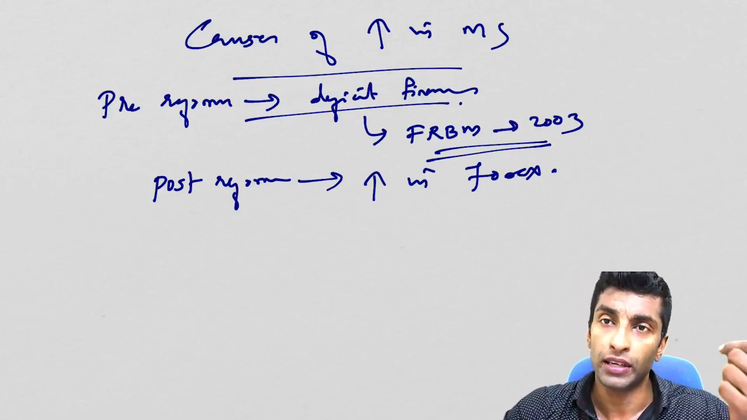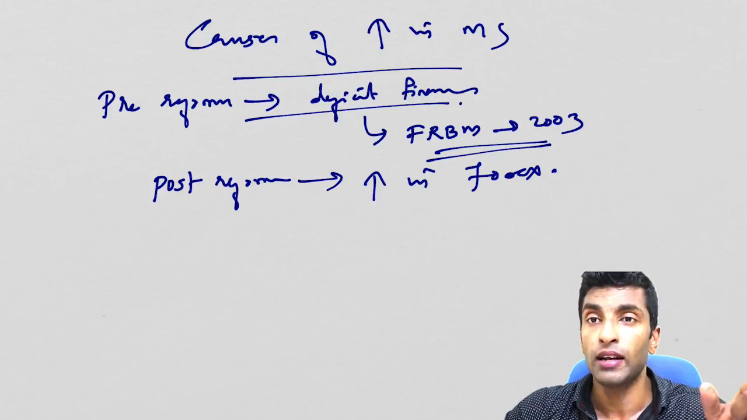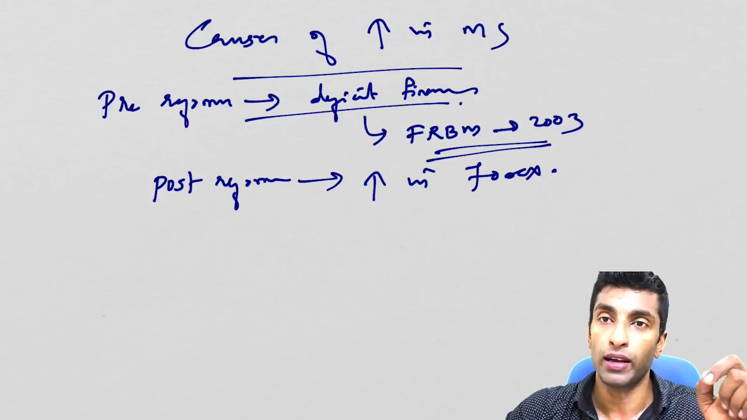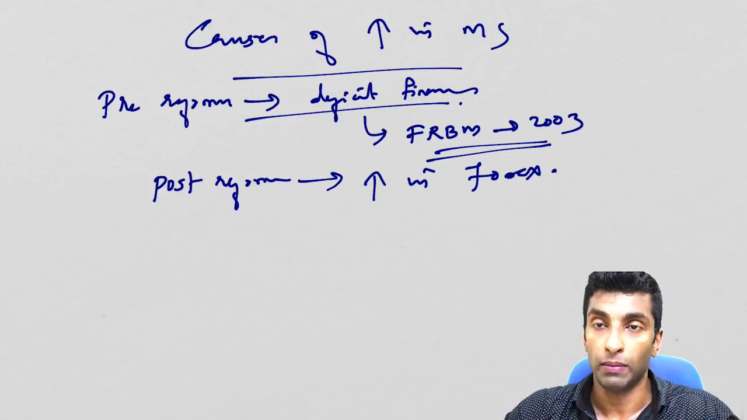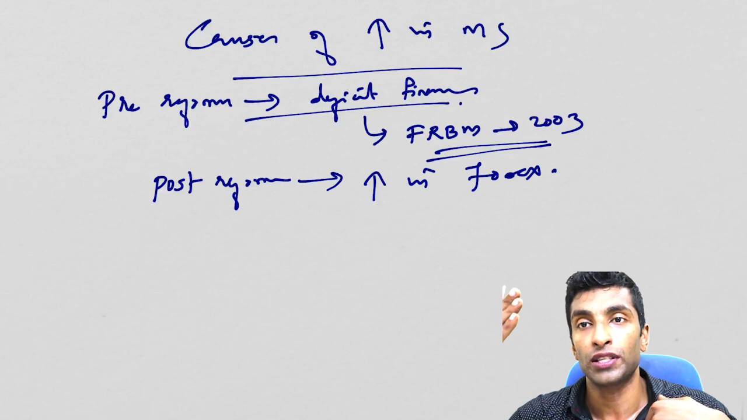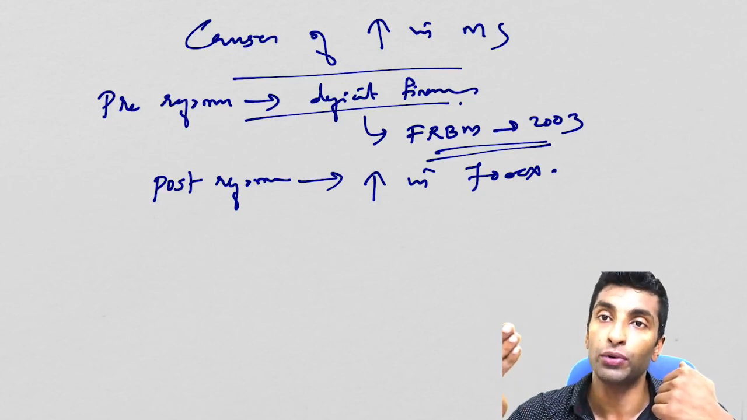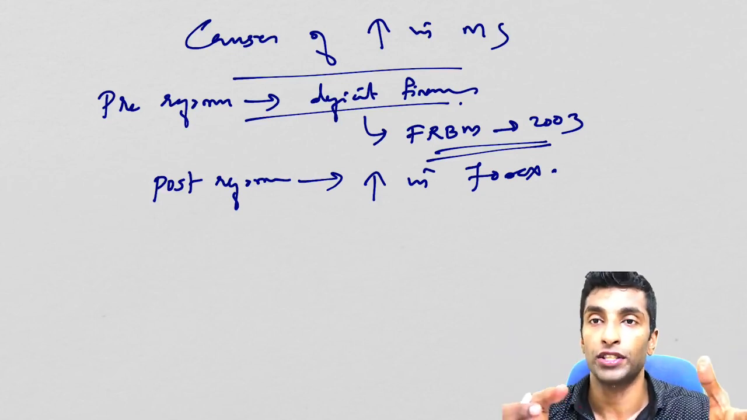So in the post-reform period, the reason for money supply increase is actually the increase in Forex. Forex coming, increase money supply. Forex going, decrease money supply. Forex coming, results in inflation. Forex going, results in decrease in inflation.